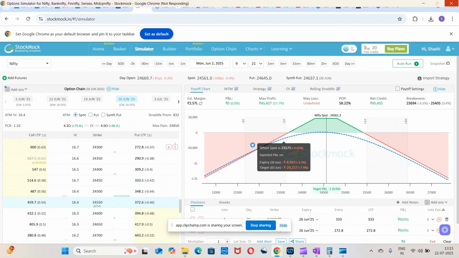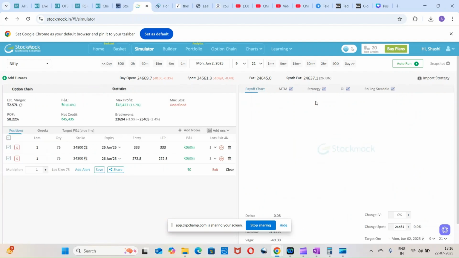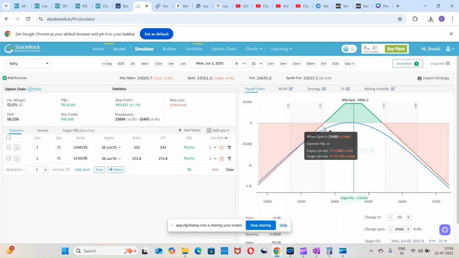So if you want to protect yourself, you can put a hedge here at around 2 standard deviation or 1.5, based on the liquidity available. Okay, that will protect your position instead of having an infinite or max loss undefined. You will have a defined loss in such a situation. Not sure what happened. Let's give it some time. Yeah, so this is what it is.